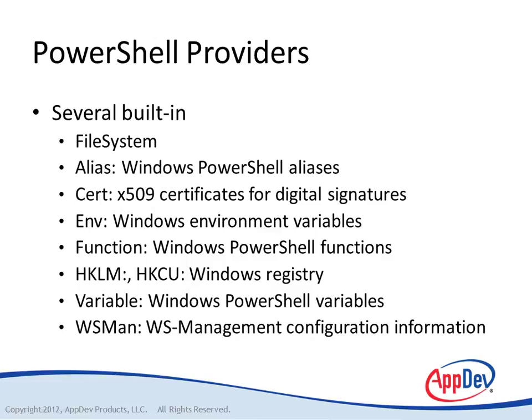Now you'll notice that each of the bullets after file system I've included a colon. The reason for that is because that is how you access the provider, by providing the name of the provider and a colon as if it was a drive. All right, so let's jump over to PowerShell and see how this works in real life.